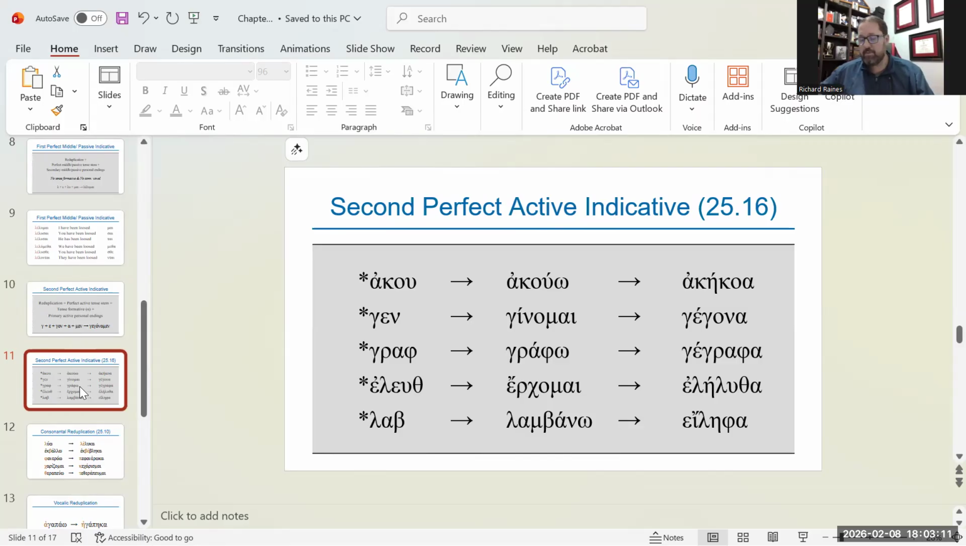Here's what Mounce has to say about second perfect. There are only a few second perfect actives in the New Testament, so they don't warrant a major discussion. It's not save your brain power for something else. You need to learn it, but in the grand scheme of things, they are identical to the first perfect, that they use the tense formative, except that they use the tense formative alpha and not kappa alpha. And you've learned 5 verbs that when they appear in the perfect active, they're going to appear like this.